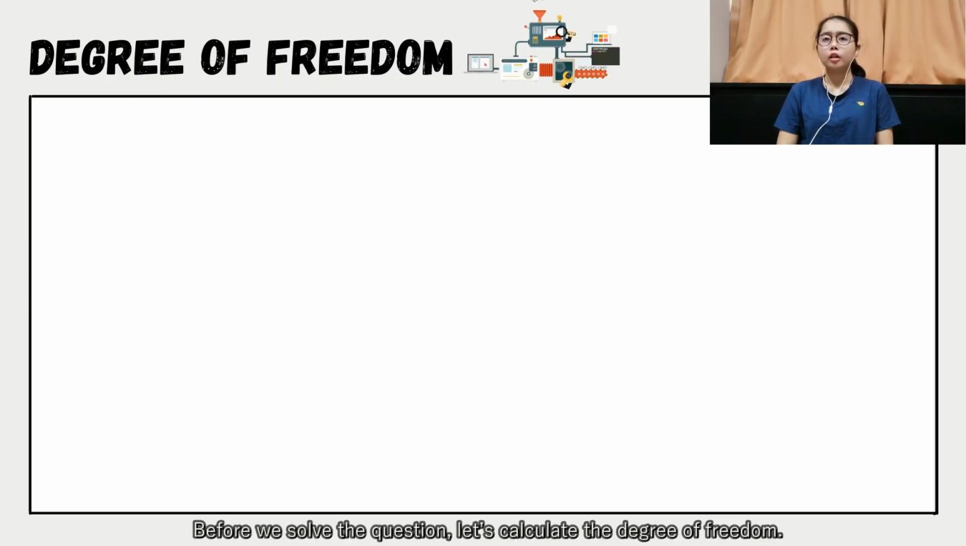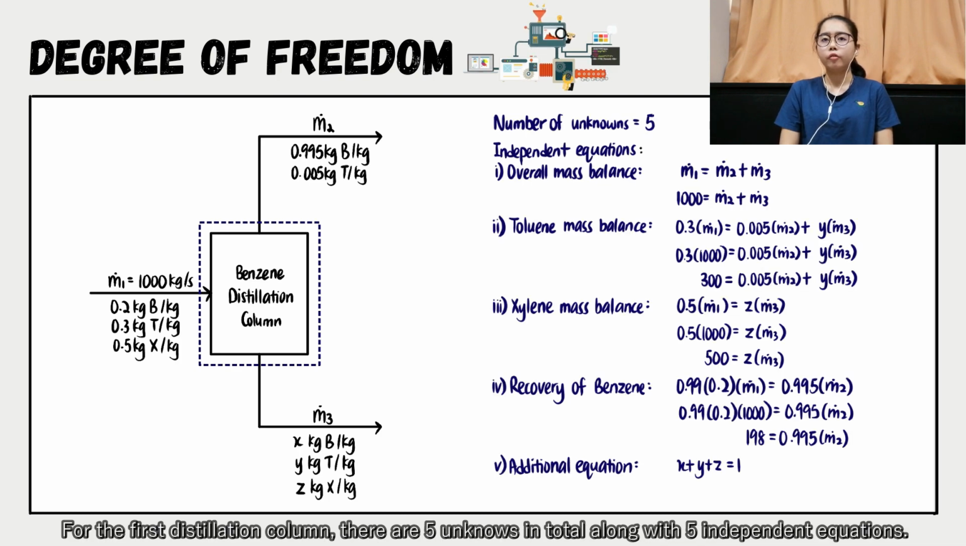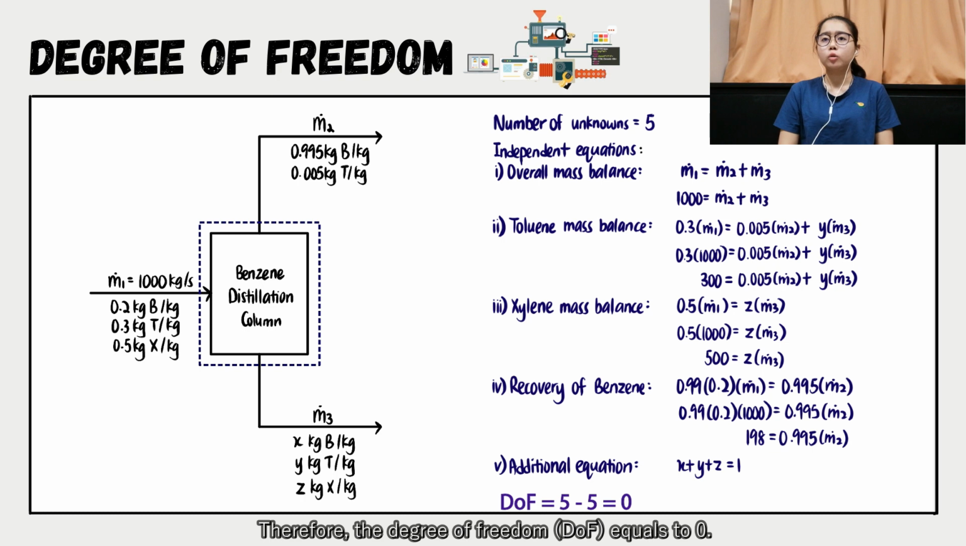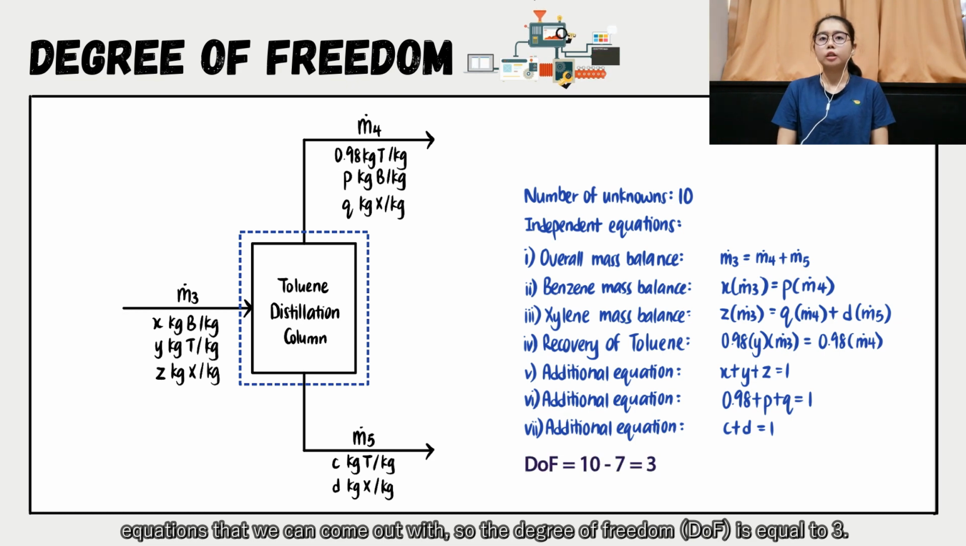Before we solve the question, let's calculate the degree of freedom. For the first distillation column, there are 5 unknowns in total along with 5 independent equations. Therefore, the DOF equals 0. For the second distillation column, there are 10 unknowns, but there are only 7 independent equations that we can come up with. So the DOF is equal to 3.